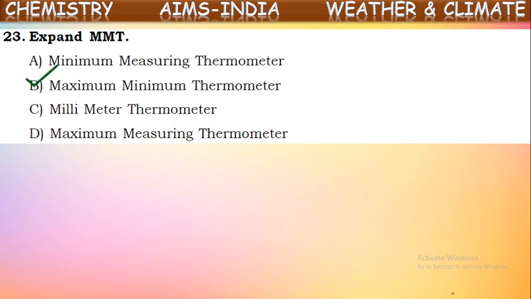Next one. If you see here, expand MMT. What does it mean, MMT? It is a short form of the thermometer name, which is used to measure the maximum and minimum temperatures of a place. So MMT means maximum minimum thermometer. This instrument is used to measure the highest and lowest temperatures of a place. Maximum minimum thermometer is the full form of MMT. Okay, next one.